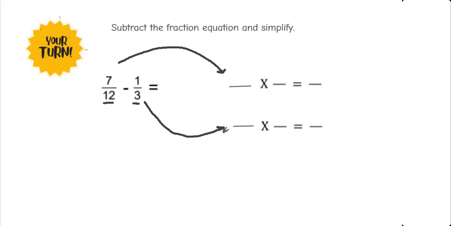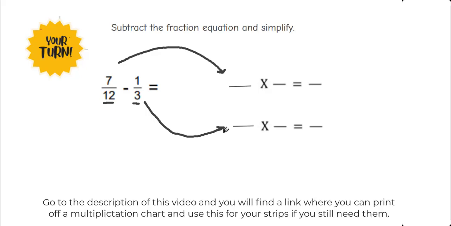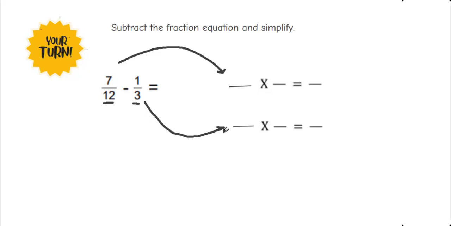Now, how do we find a common denominator? In the lesson video, she used multiplication strips, and in the description, there is a link where you can print off a multiplication chart and make your own strips, or you can just look at that. You can laminate it, find the like denominators, and then use them. But let's say you don't have that available to you. Off to the side, you're going to write down your multiples.